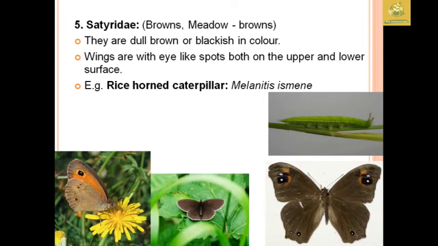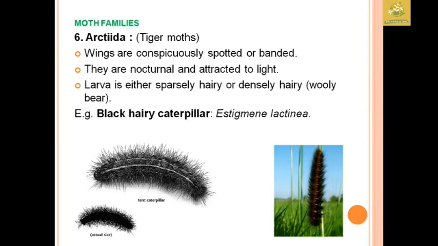And the fifth one is Satyridae, which is composed of browns or meadow brown butterflies. The better example is the rice horned caterpillar, where the scientific name is Melanitis ismene. And while talking about their identification spot, the wing has eye-like spots on both the upper as well as the lower surface of the wings. And the color is said to be dull brown or blackish. After this we are going to see the moth families.